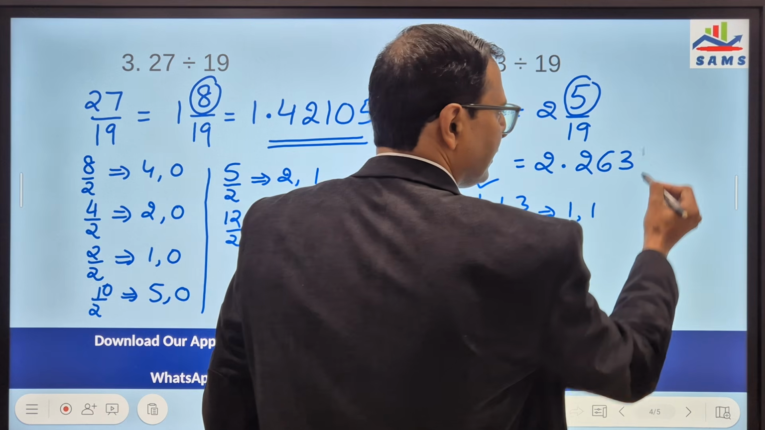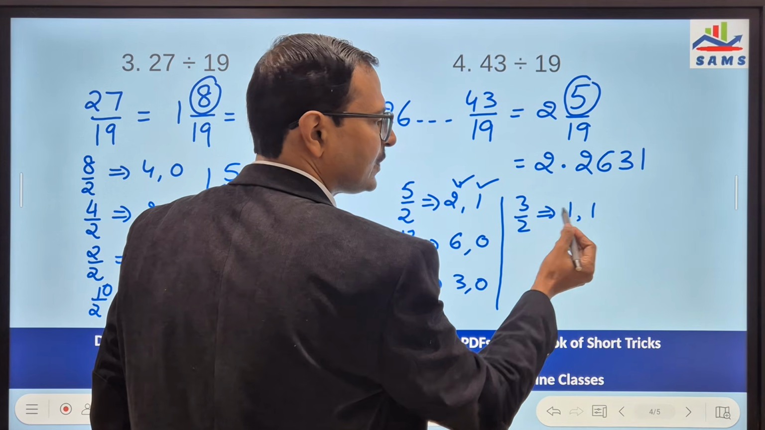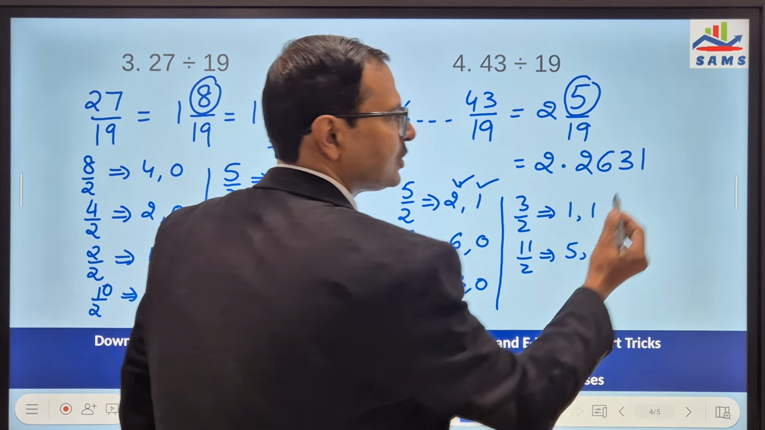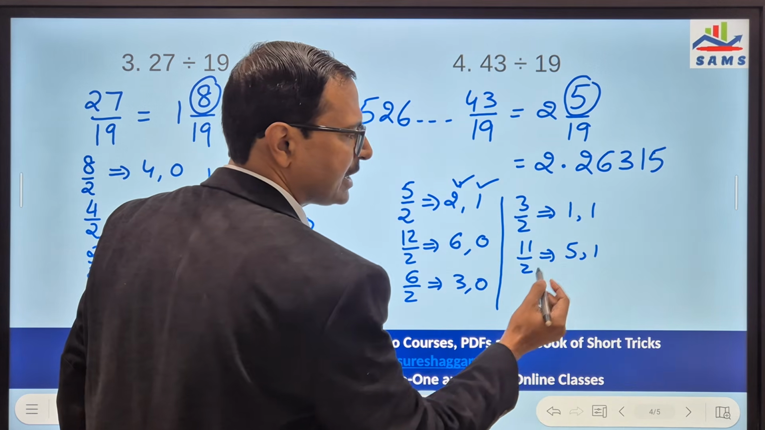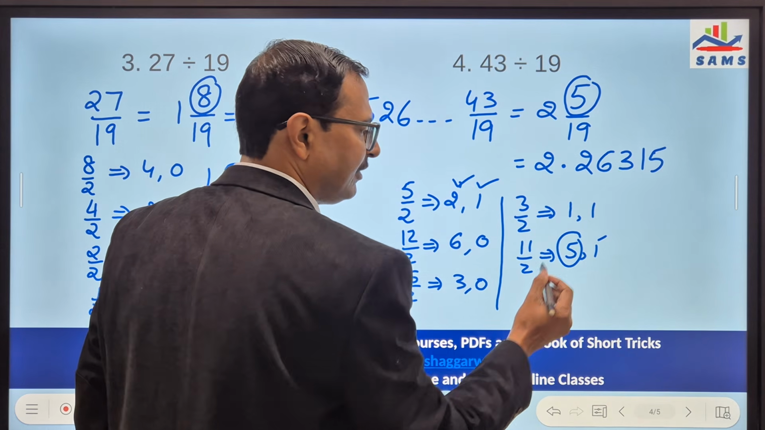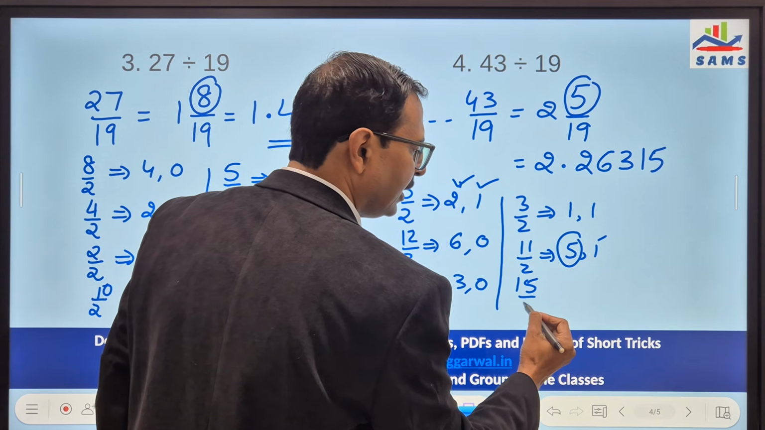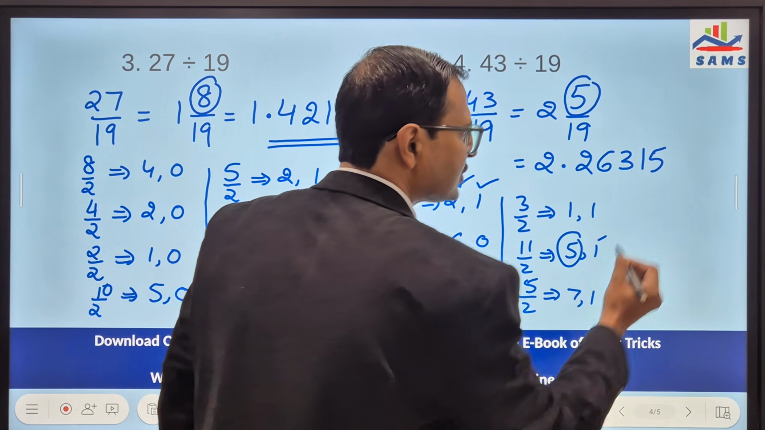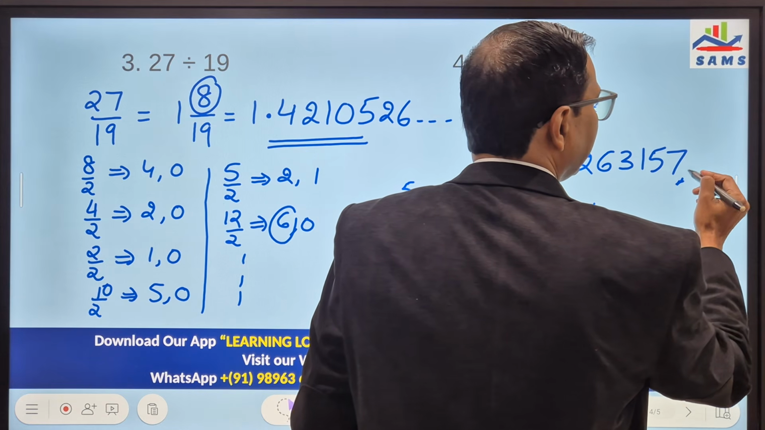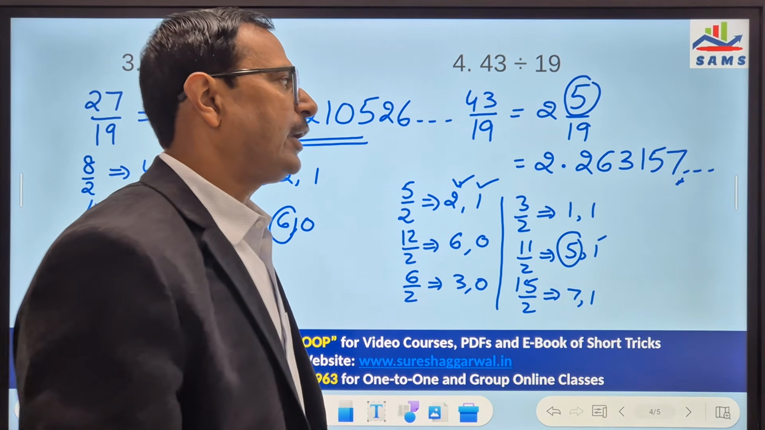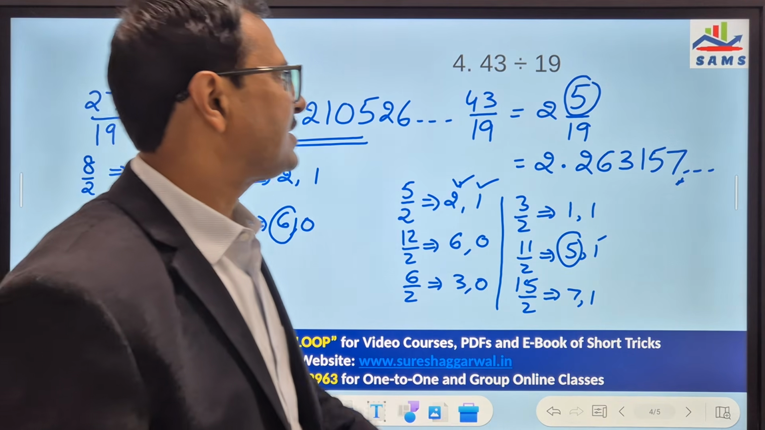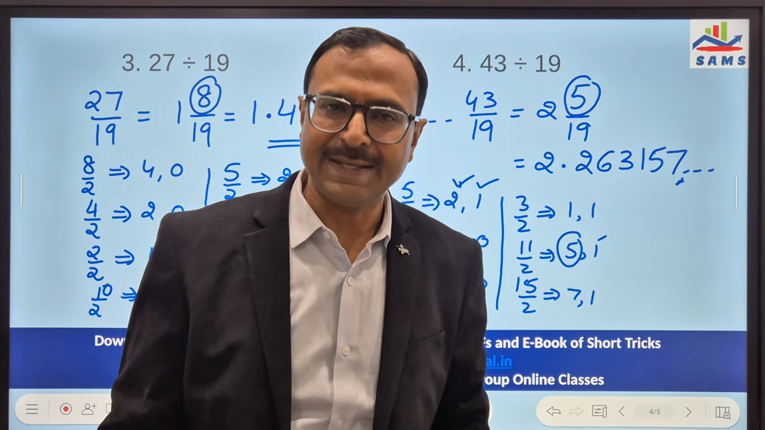Next we have 3 by 2 gets me a 1 and a 1. So 1 comes here. 10 into 1, 10 plus 1, 11. So 11 by 2 gets me a 5 and a 1. So 5 comes here. And one more step. This is 10 into 1, 10 plus 5, 15. So 15 by 2 gets me a 7 and a 1. So 7 comes here. And you can follow the same process to get more digits like this. 2.263157 is the decimal representation of 43 divided by 19.